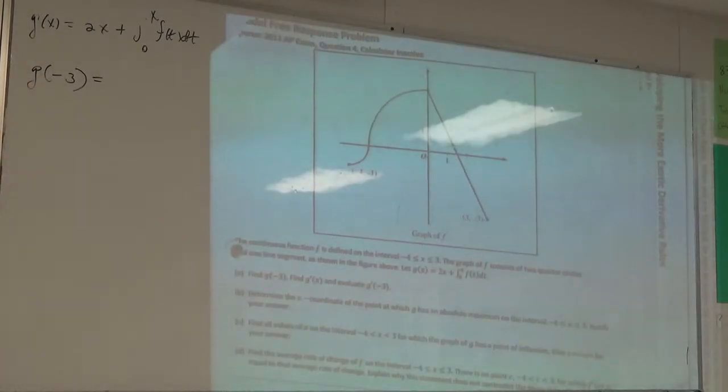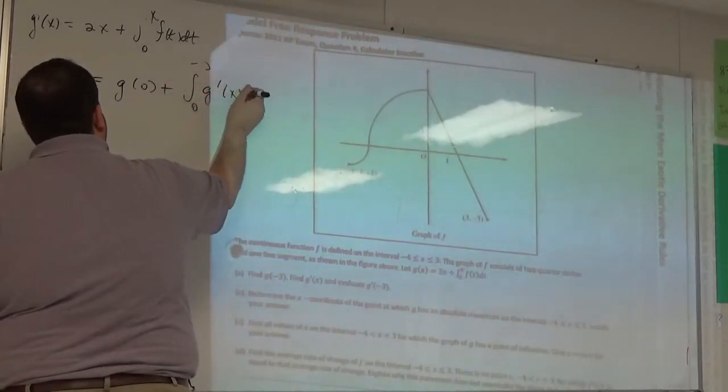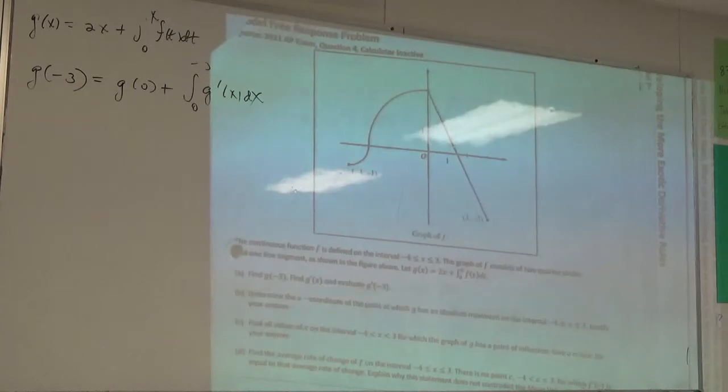Nathan, how do you feel about finding g of -3? What are you going to do? I heard you say that g of -3 is going to be equal to g of 0 plus the integral from 0 to -3 of g prime of x. And I'll tell you, that is true. The fundamental theorem of calculus would agree with you on this. I'm not 100% sure where you're going with this, though. Do you have a plan in mind of where you're going?